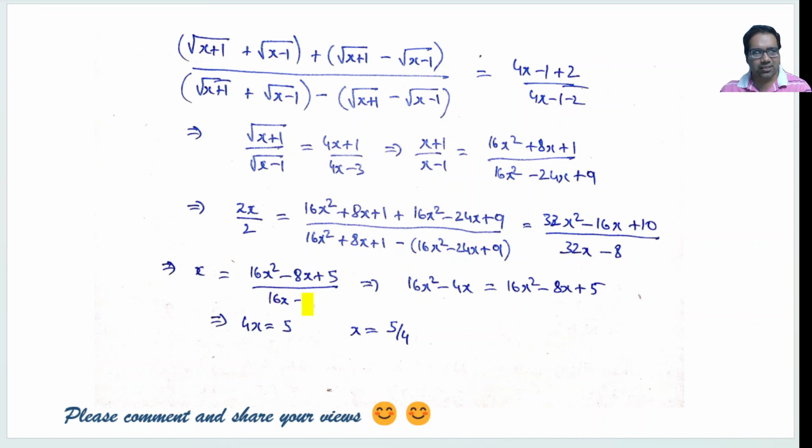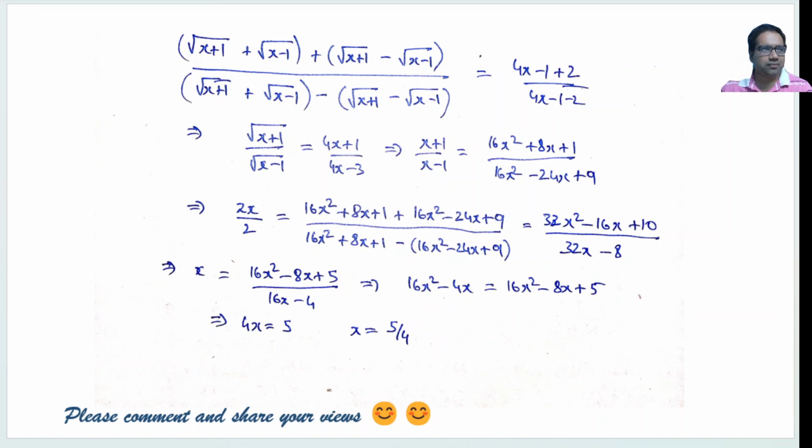Let's do cross multiplication. x into 16x minus 4 will become 16x square minus 4x, which will be equal to 16x square minus 8x plus 5. The 16x square we can cancel again. So if you bring 8x to the left side, 8x minus 4x will become 4x equals 5. So x equals 5 by 4.